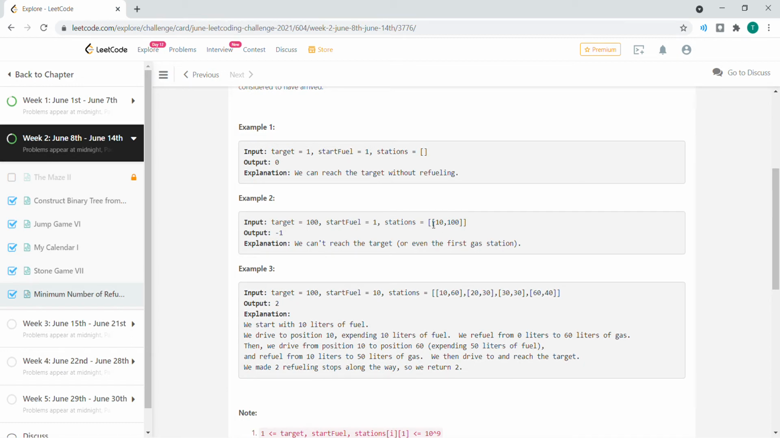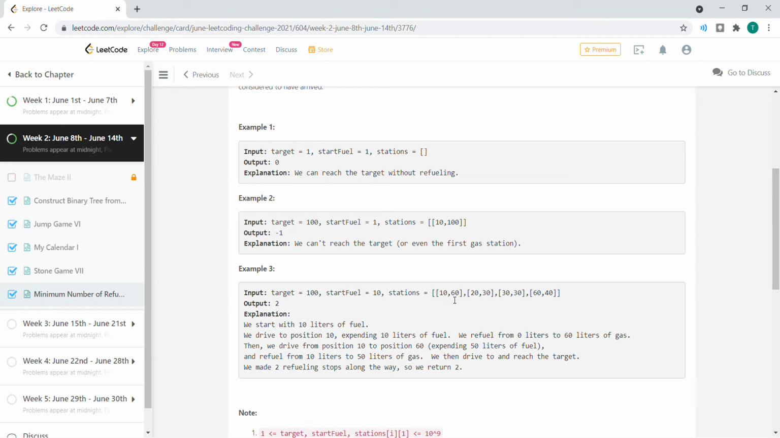Let's go to example number 3 here. We have a target of 100 miles. We start off with 10 liters of fuel, and we have 4 gas stations along the way. So here's how it goes. You start from position 0 with 10 liters of gas. You travel to position 10, so 10 miles east of your starting point.